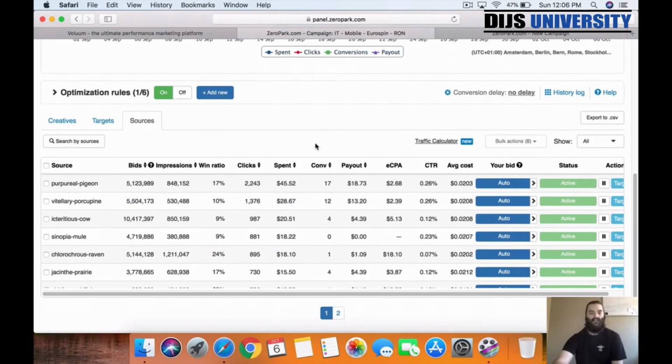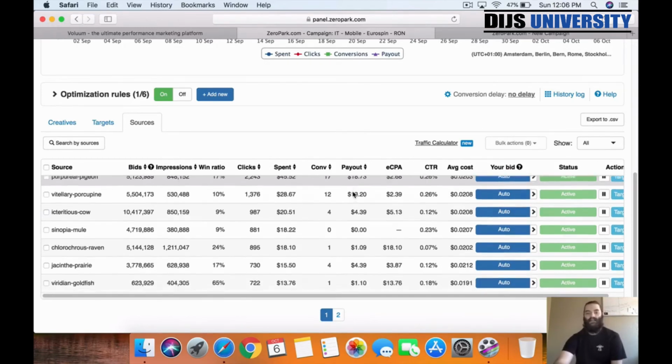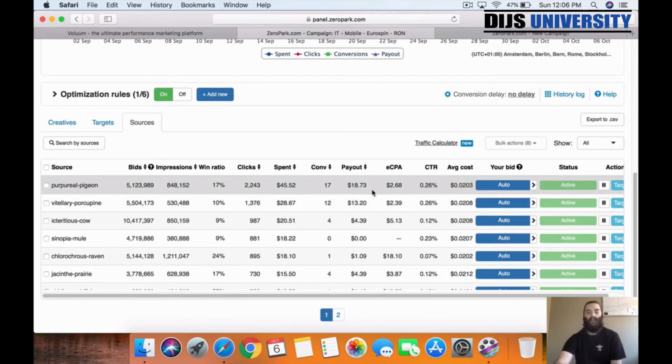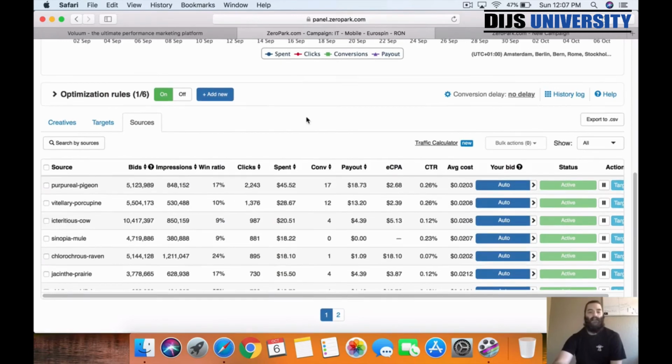Let's take a look at the sources actually, because we already took a look at the targets. So let's take a look at this Purple Pigeon source. We did around 5 million bids. We got around 848,000 impressions, 2,243 clicks, so quite a lot of clicks. And we spent around $45, but only made 18. So again, the campaign itself isn't really a profitable campaign. We tried to do it with the whitelist and optimize it by taking out some of the sources and the targets, and it just wasn't working out here.